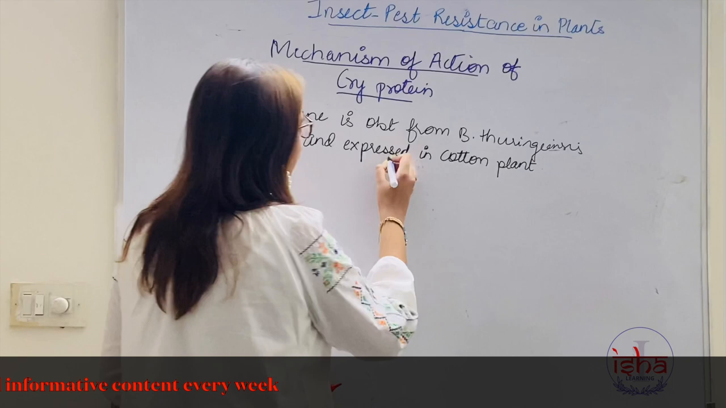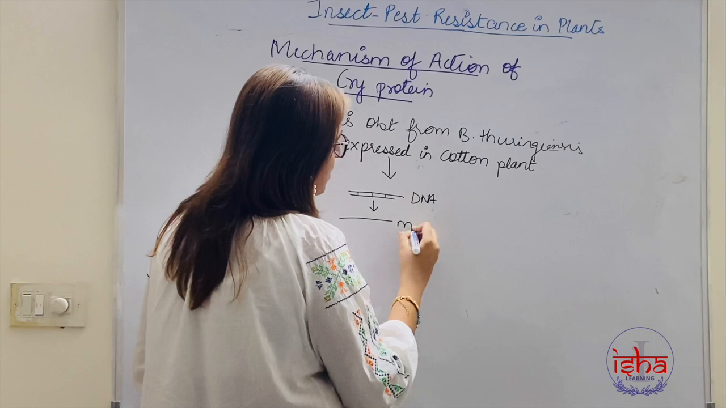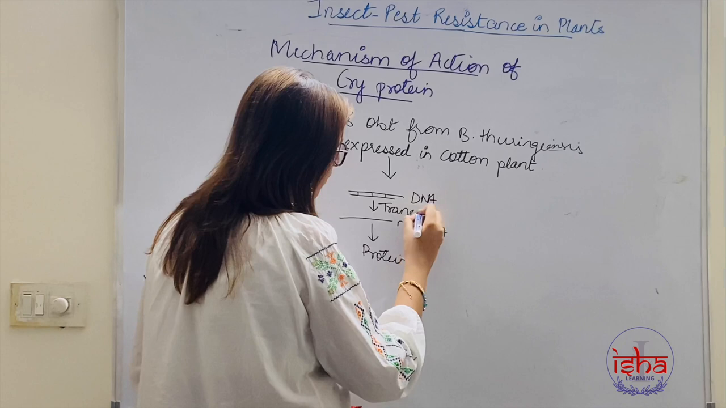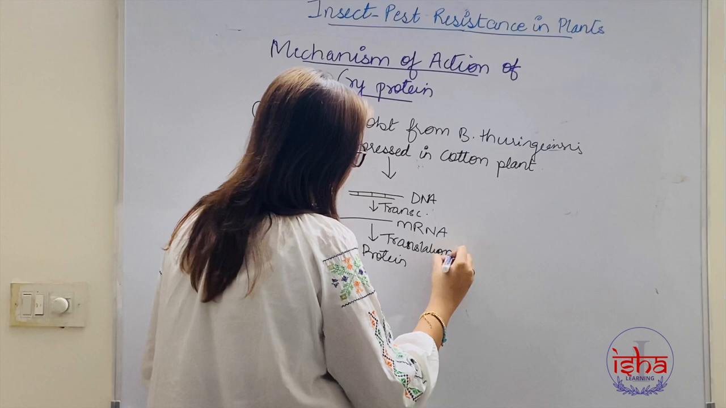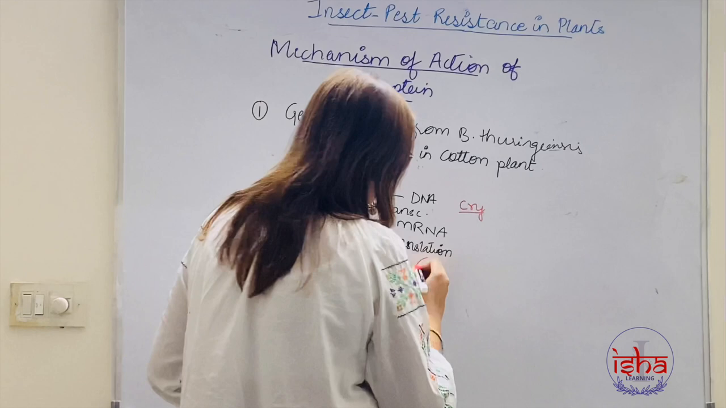Now guys, what is the gene? It is a piece of DNA. So now, what is this DNA forming? The DNA forms mRNA, the messenger RNA, and that forms a protein. The process here is called transcription, and here it is called translation. Now, what is the DNA here? It is the gene, the cry gene with a small c. Now the protein is the capital CRY crystal protein.